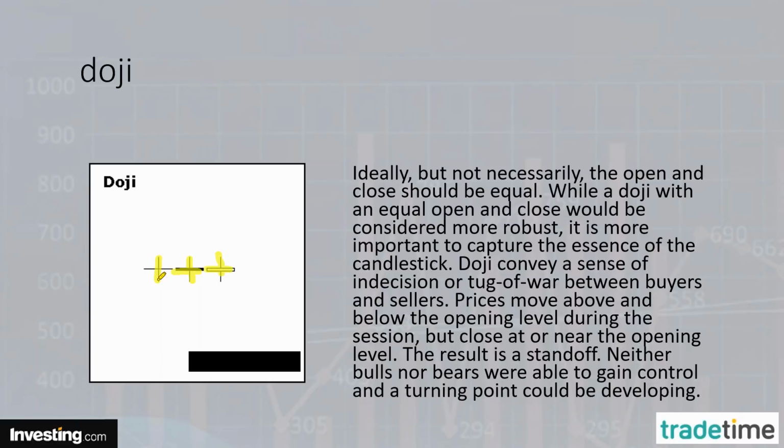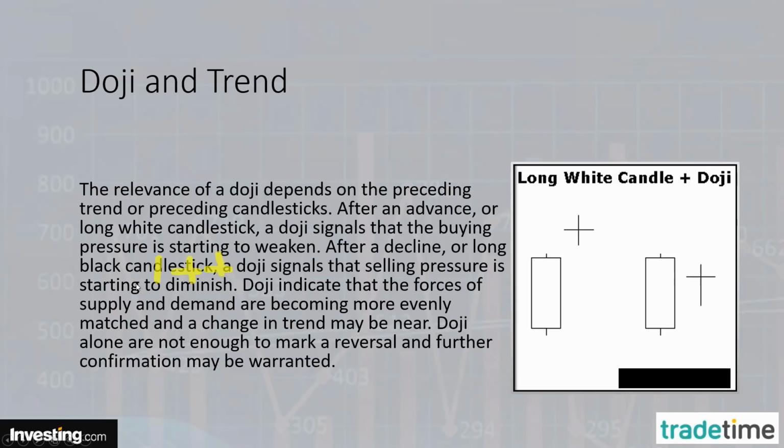Now, when it appears next to a trend or near a trend line, it is very, very important. So the relevance of the doji depends on the preceding trend or the preceding candlesticks. After an advance or a long white candle, a doji signals the buying pressure is starting to weaken.